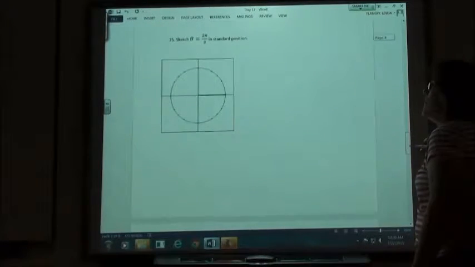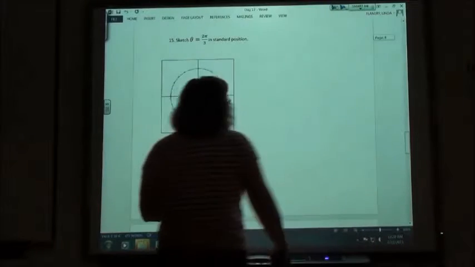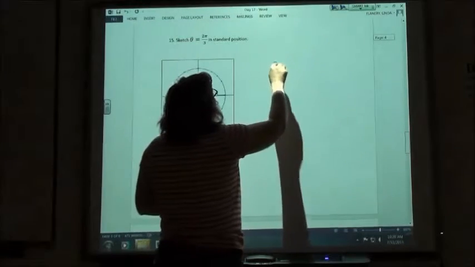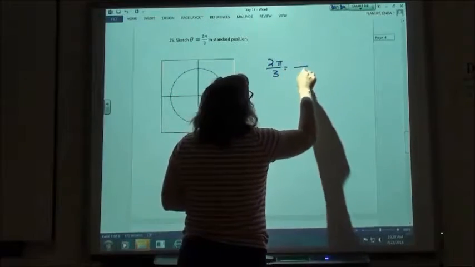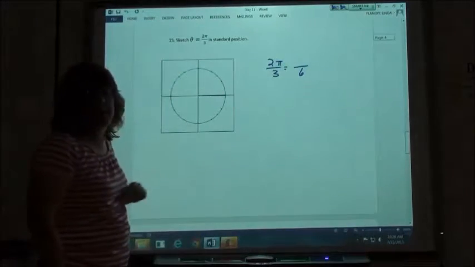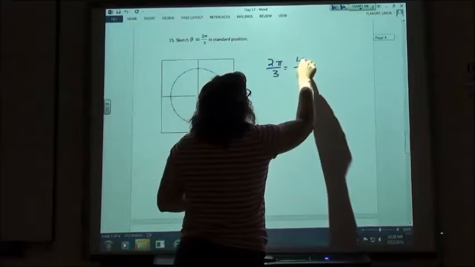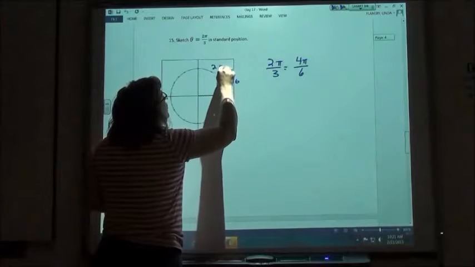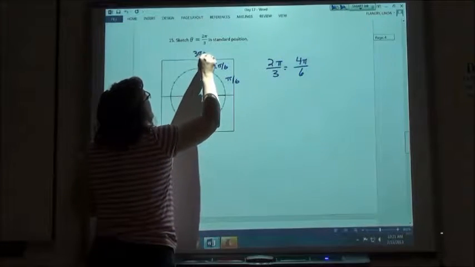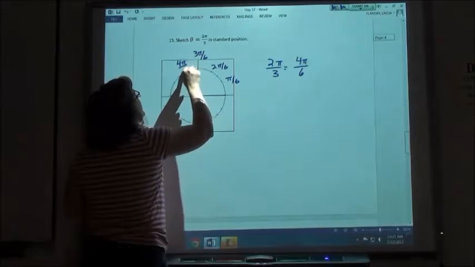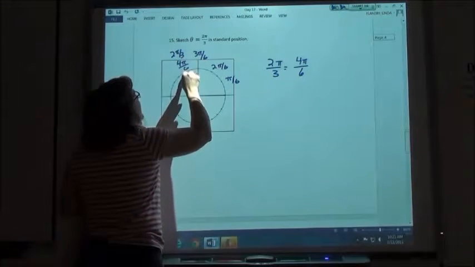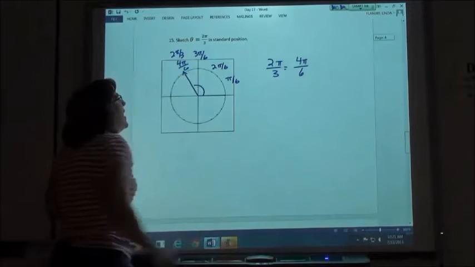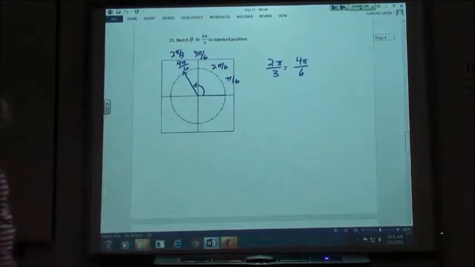On the next one, we want to sketch 2 pi over 3. We can get denominators of 3 by reducing the pi over 6 ones. So what I'm going to do is convert that so that the denominator is 6, because every 30 degrees is pi over 6. So 2 pi over 3 would be 4 pi over 6. So again, this is 1 pi over 6, 2 pi over 6, 3 pi over 6, and so 4 pi over 6, or 2 pi over 3, is right there. I grab that, pull it up there, and that's going to be my angle that is equal to 2 pi over 3.